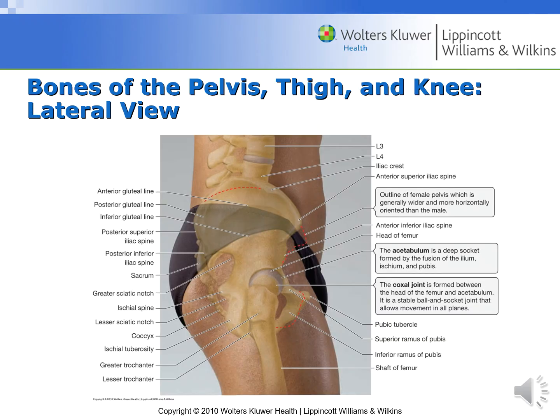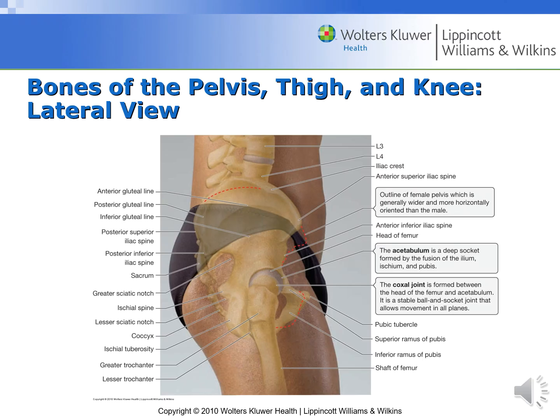Let's now take a look at the pelvis, thigh, and knee from a lateral view. Now we're looking at the anterior gluteal line, starting most superiorly on the left-hand side. We see the posterior gluteal line and the inferior gluteal line. We see the posterior superior iliac spine. We see the posterior inferior iliac spine. We see the sacrum. We also see the greater sciatic notch.